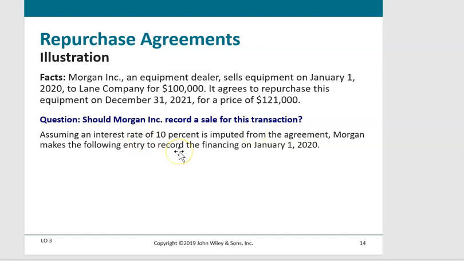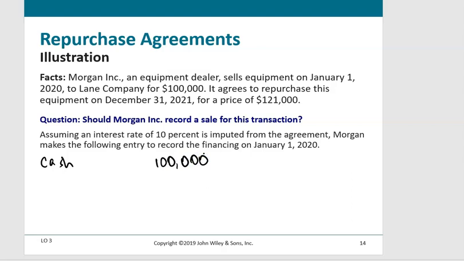Assuming an interest rate of 10% is imputed from this agreement, Morgan Company makes the following entry to record the financing on January 1st. So we don't record this as a sale as if the equipment was simply sold to a customer, because there's an agreement. Morgan is obligated to buy back. They have a liability. They have to buy that equipment back at the end of the 2 years. So Morgan Company receives cash in the amount of $100,000.